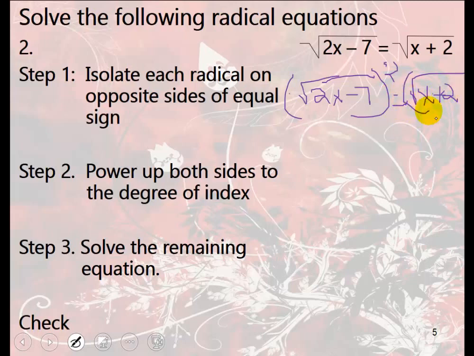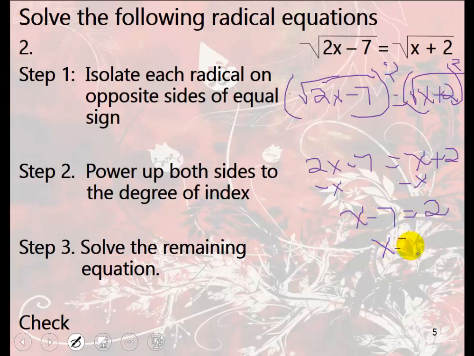When I do that, I get rid of the radical sign. And so I get 2x minus 7 is equal to x plus 2. I'm going to move my x's to the left, so I'm going to subtract, and I get x minus 7 is equal to 2, or x is equal to 9.